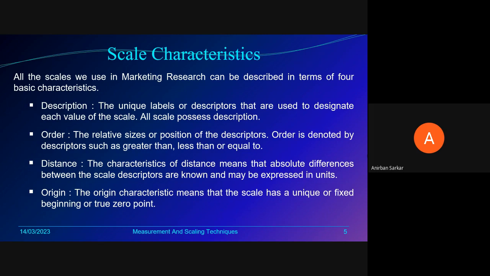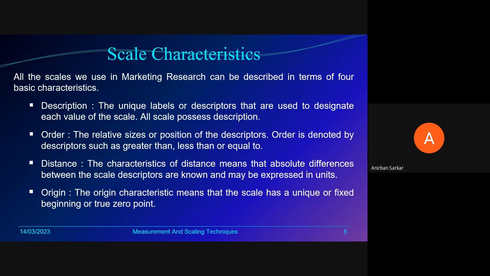So, just try to understand that when the scale has a characteristic which is called description, it means you are using a label or a descriptor in order to identify that object. See, here in our example, we have used ID for the company. So ID has the description characteristic. Clear? It is clear to you? Relate our example here.